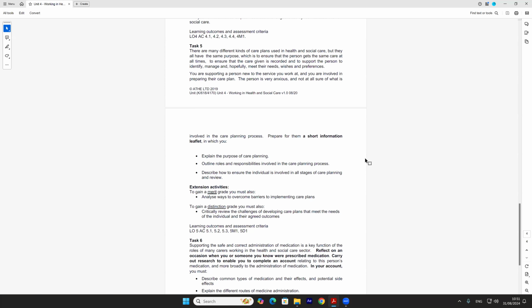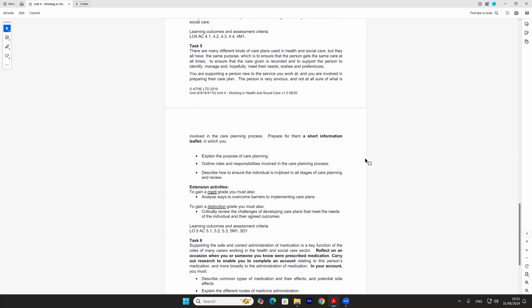Then again, we have the extension activities. So we need to explore the topic more deeply. For merit grade, we have to analyze ways to overcome barriers to implementing care plans. You need to consider challenges such as communication difficulties, cultural differences or resistance to change. So you can discuss strategies to address these barriers, such as using interpreters, cultural competence training, or engaging in motivational interviewing.